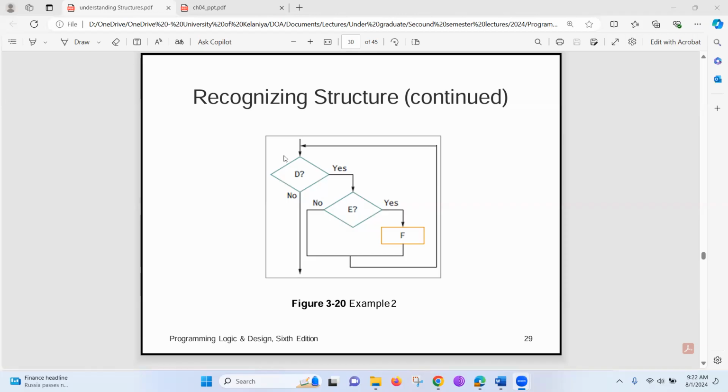Yes. You should be able to understand. Is it a good one or is it an unstructured one? Yes. What is your idea? Anyone?